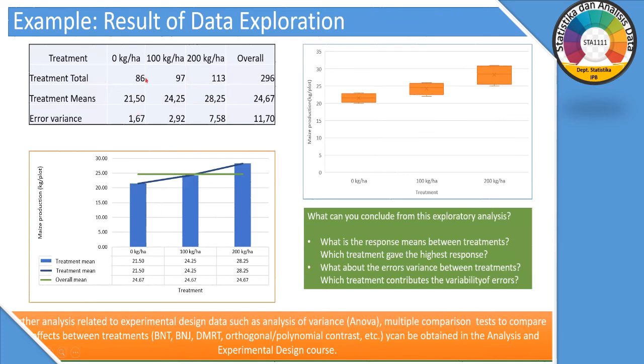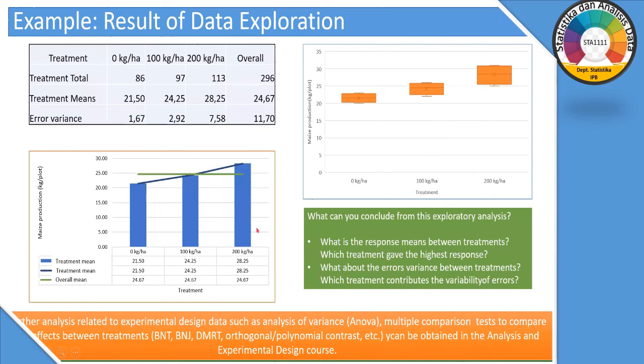Then the variance you obtain from the previous data. And you can see here, maybe you can get a plot. So you can see here that the dose of 200, for example, gives you the highest yield. Yeah, the dose of 200 kilogram per hectare. You can see here it is the highest, right? So this is a kind of experiment.